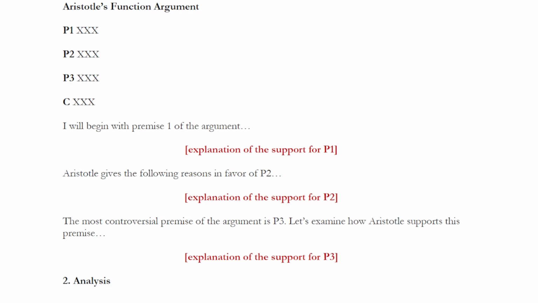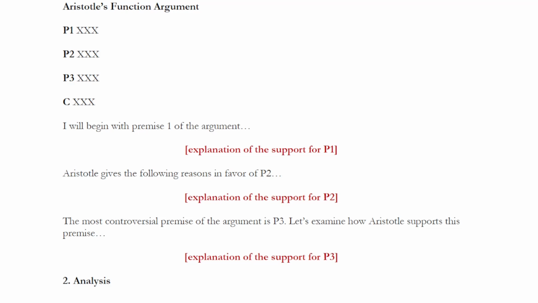write the explanation section. If you have identified a premise as controversial and you have decided that you will criticize it in your analysis section, then you'll want to spend the most time explaining the support for that premise. And this should make intuitive sense. If a premise is controversial, then it is likely that the author will need to go to greater lengths to justify why that claim is true.